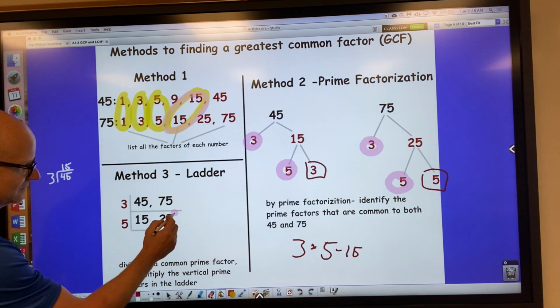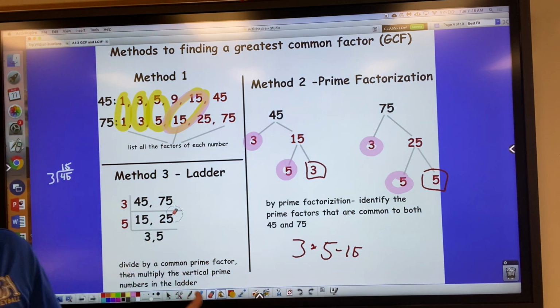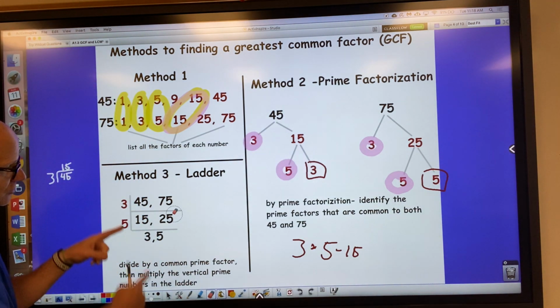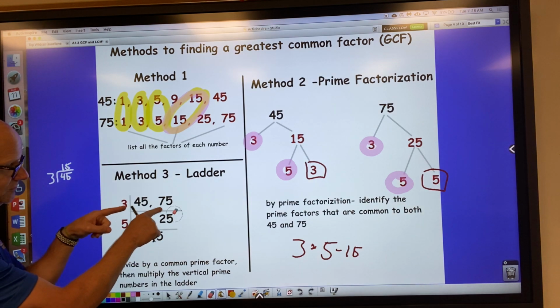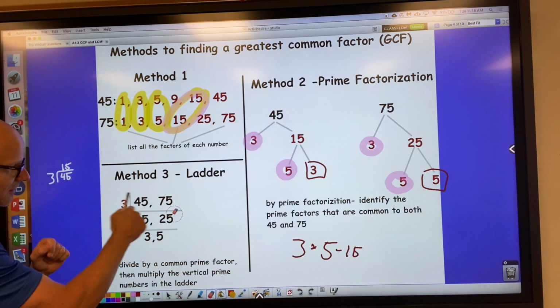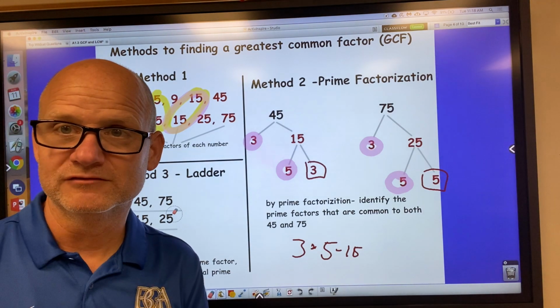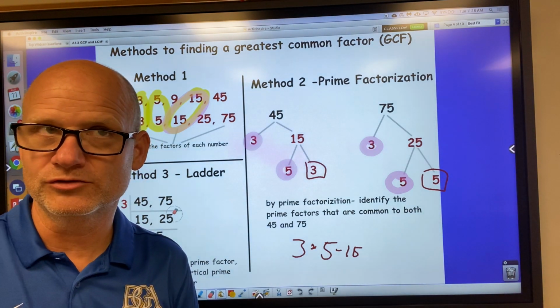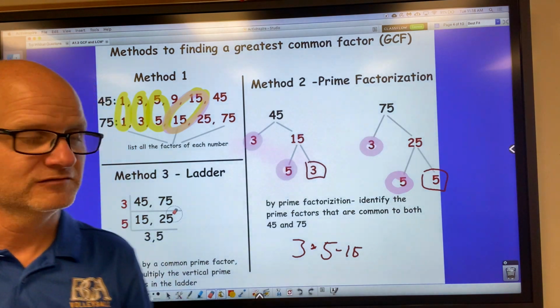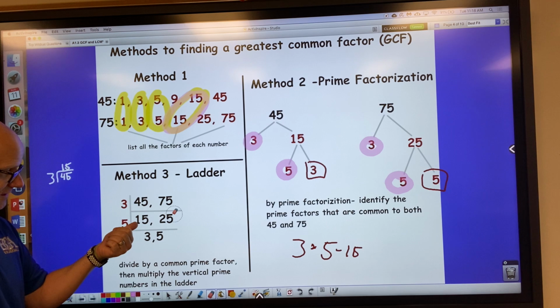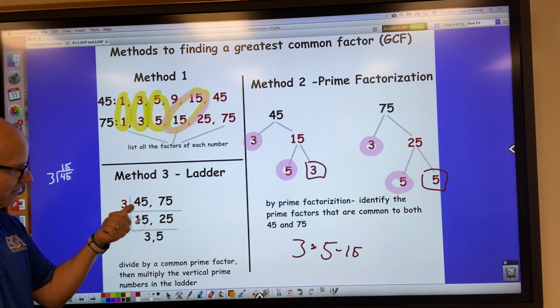I kind of like this method. I think maybe this method might be the simplest one of the three here. But the ladder method, just write down the two digits and then make this little upside down box, all right? And then divide. Find a common factor that those two numbers are divisible by. For example, 3. So take 45 and divide by 3, and I write 15. Take 75, divide by 3, and I write 25.